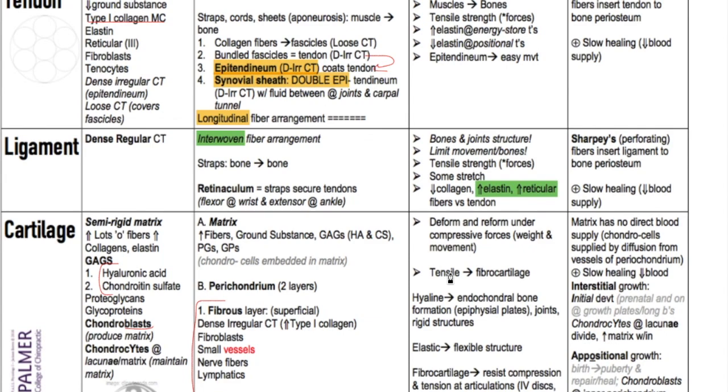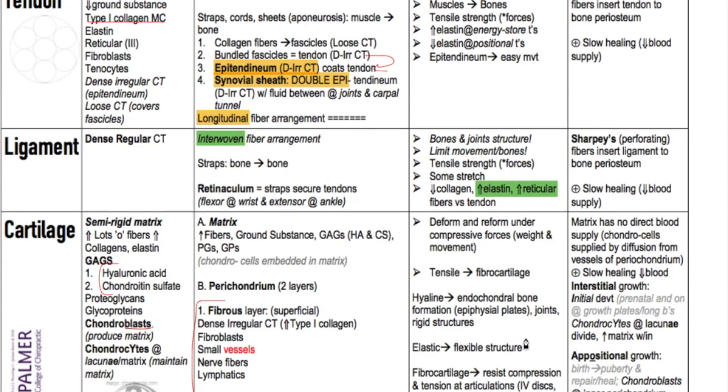And it can resist tensile forces as well in fibrocartilage around the outside of your intervertebral discs. Okay, as one spot for that. Your fibrocartilage also resists compressive loads as well, though. And then hyaline cartilage specifically is involved in endochondral bone formation in your growth plates or your epiphyseal plates, as well as hyaline cartilage will also be found in joints and rigid structures.